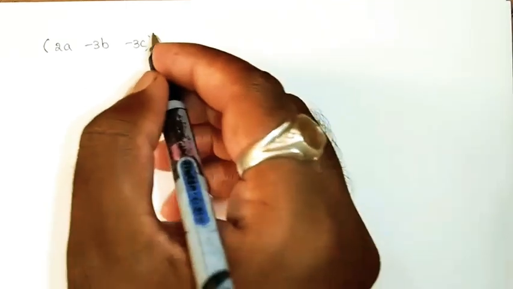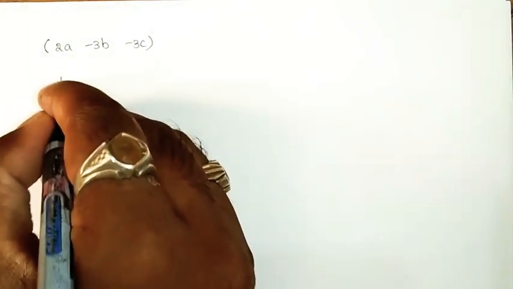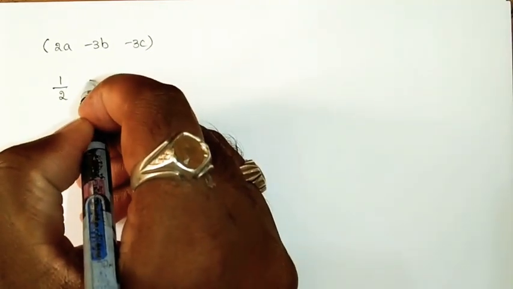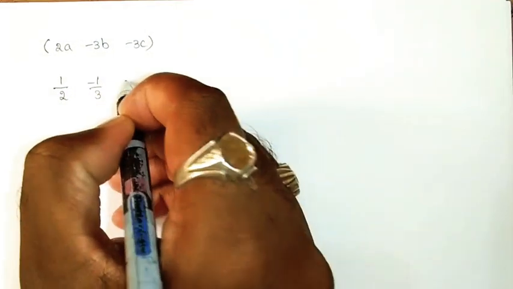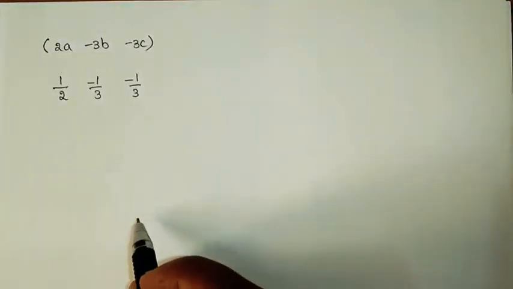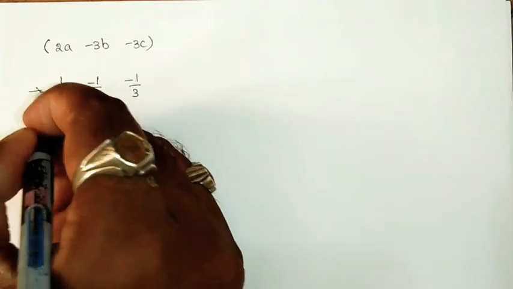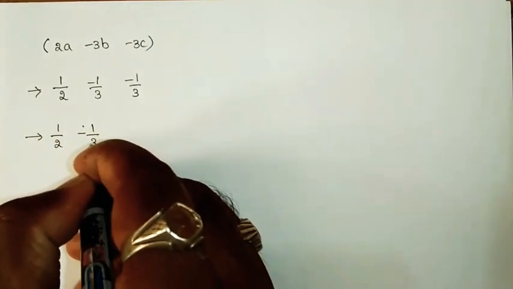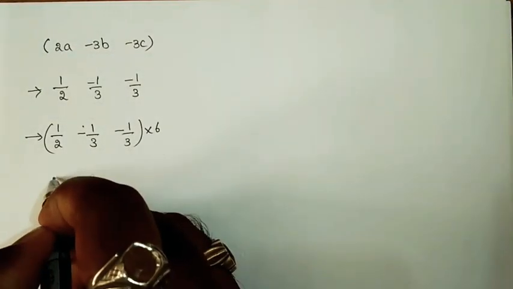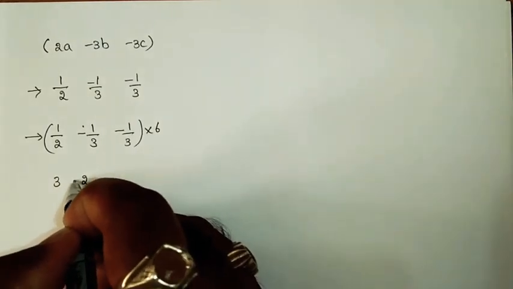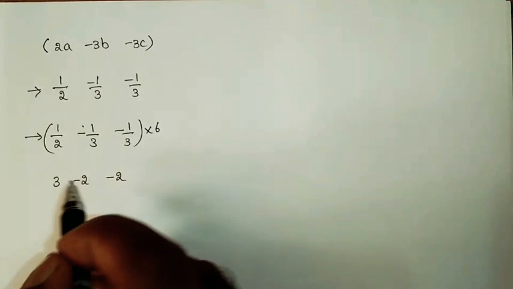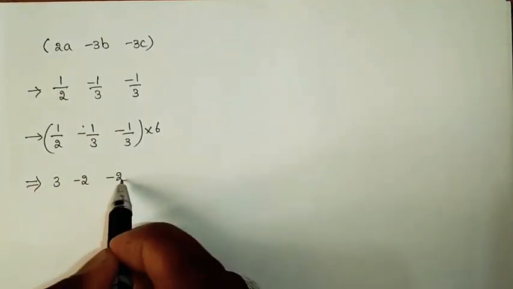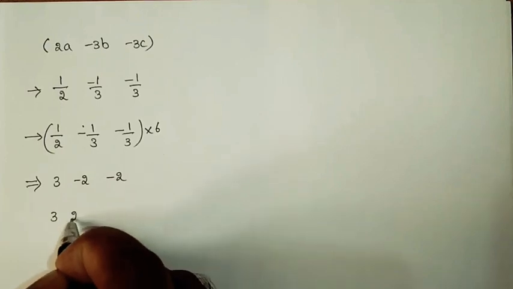Again, we have to take the reciprocals. So the reciprocals are 1 by 2, minus 1 by 3, and again minus 1 by 3. Same procedure, we have to take the LCM, which is again 6. So multiply each term with the LCM value, 6. Here I will be getting 3, and here minus 2, and here also minus 2. But the negative signs you get should be mentioned as bar.